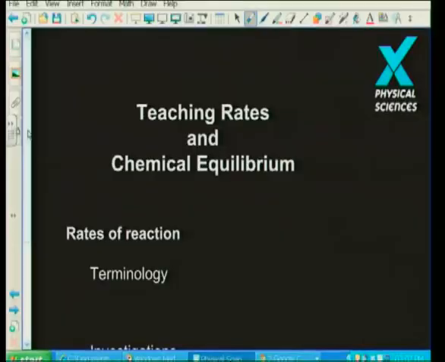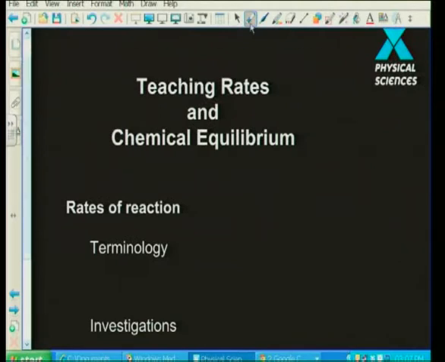And so where do we start when we look at rates of chemical reaction? Well, I believe one of the key ideas that we don't emphasize enough is terminology. And terminology related to the rates of chemical reaction refers specifically to what is a reactant and what is a product. Now, these are common chemical terms, and it might seem almost superfluous. It might seem unnecessary to mention and reinforce these for grade 12 learners.